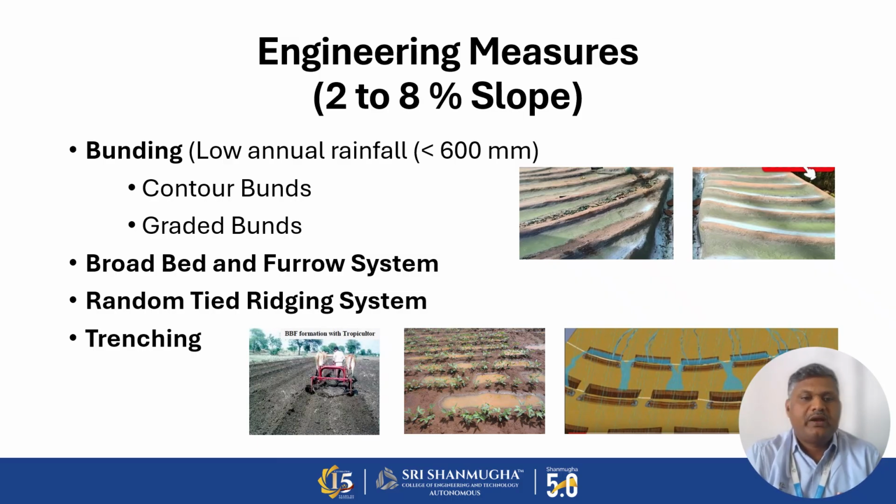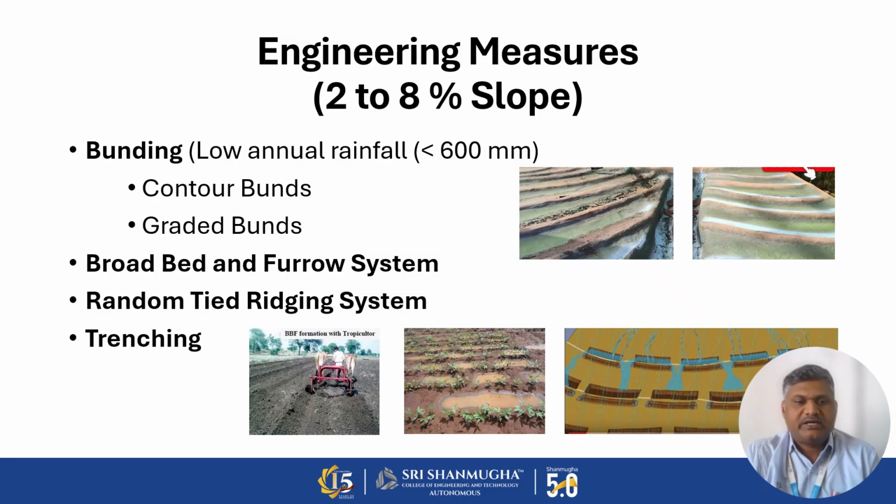The broad bed and furrow system, as the name itself indicates, is where the bed and furrow are created and the bed between the furrows is more broad. In the furrows we can provide irrigation water, so that it stabilizes the soil, and the water is also conserved through the furrow channels. So the irrigation also takes place. This is called the broad bed and furrow system.